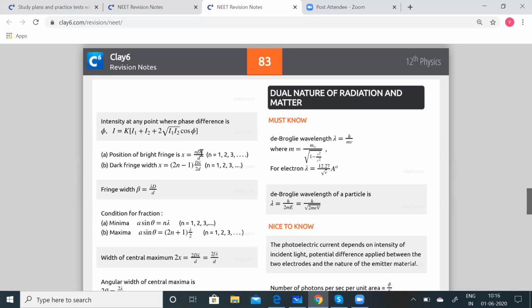Now, capital D is the distance between the screen and the source, and small d is the distance between the 2 slits. And lambda is the wavelength. Fringe width beta is given by lambda D by d. The distance between the slits, small d, and the distance between the screen and the source, capital D. Make a note of it.